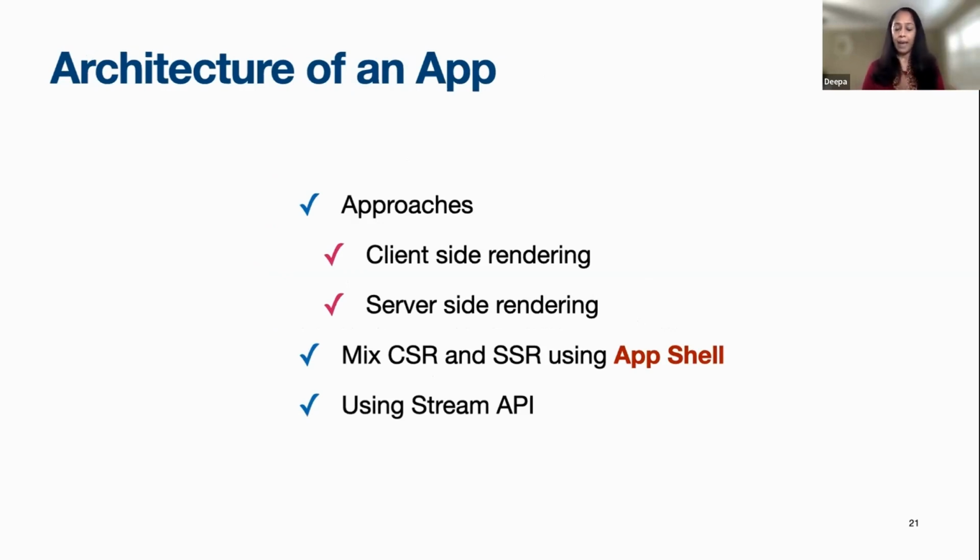Here is an app architecture. We all know that when we approach building an application, there is some client-side rendering, and there are some parts of it you would render in the client, and some parts you would fetch from the server, right? Here we are using a concept called app shell, which is a mix of both server-side and client-side. I'll be talking about app shell in a moment, and you can also approach it using a stream API.